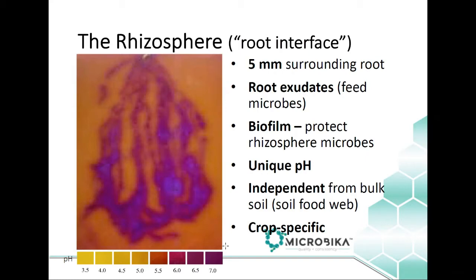So the environment in the rhizosphere, the whole chemical composition and environment there, is totally independent and different from the bulk soil. So it's a totally independent environment. And that's also why the rhizosphere is crop specific. If I put up a legume rhizosphere here, you would see it's a totally different pH. There are obviously different root exudates, so it's chemically different. So every crop has a unique rhizosphere, and because of that, a unique group of microbes establish in the rhizosphere and interact with the plant.